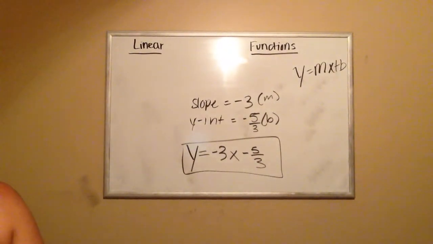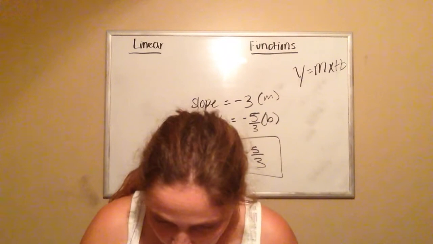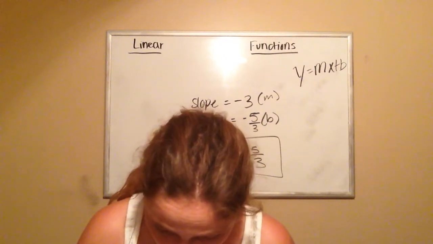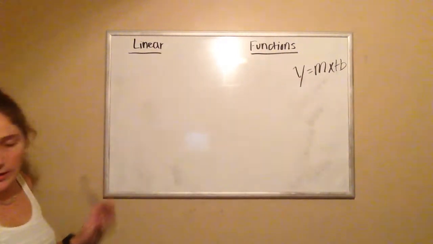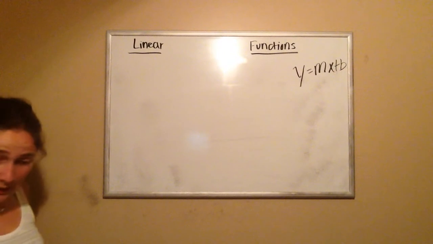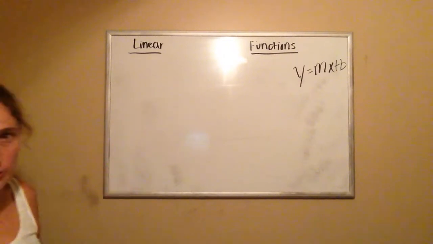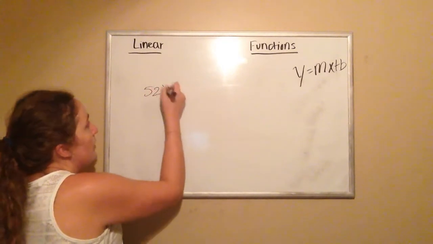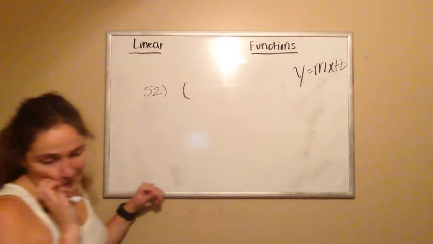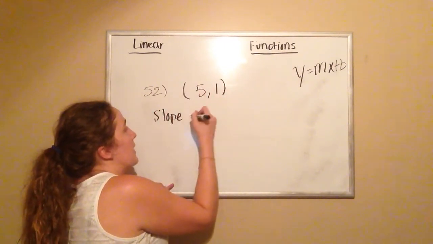Okay, you're back with me, so I'm assuming that you are on number 49 now. And we have only 2 more sections, so that's good. Just 2 more sections. Okay. So what we are doing here is we are given a point and a slope, and we want to find the equation in slope-intercept form. So I'm going to do number 52, where the point is 5, 1, and the slope is a negative 1.